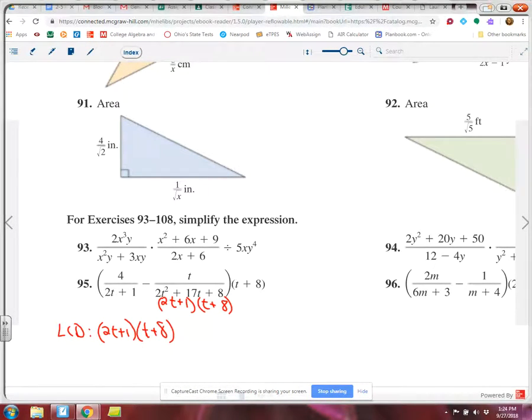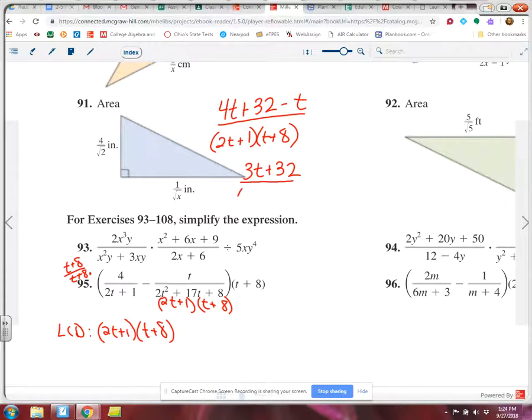Okay, so my first fraction needs multiplied by t plus 8 over t plus 8. I think I'm going to bring that up top here. So I have 4t plus 32. And then I have to subtract the t from the numerator of the second fraction. And now that's over my LCD. Any questions so far here? No? Okay, combine your like terms. This gives me 3t plus 32 over my LCD.